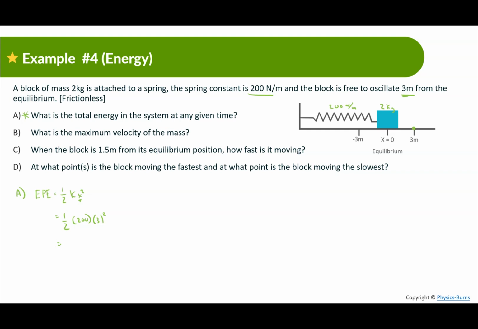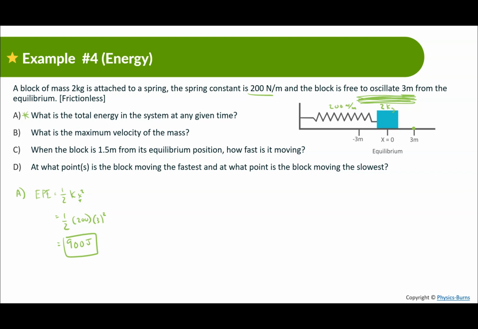Let me put this into my calculator: 9 times 200 times 0.5. And we get 900 joules. So that is the total energy this thing has all the time. While it's oscillating back and forth, there's no friction, so nothing's going to stop it. It's going to go back and forth forever. And anywhere along this path, it's going to have 900 joules of energy.